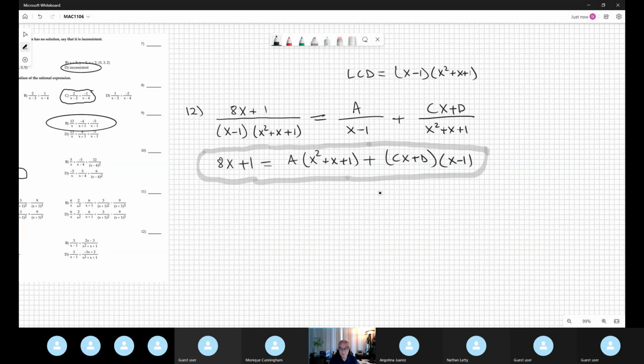Suppose x equals 1. When you do this, this term is gone, 0. Then a times (1 squared plus 1 plus 1), which is 3. So 3a equals 9, therefore, dividing by 3 both sides, a is 3. But unfortunately, we have no more smart values.